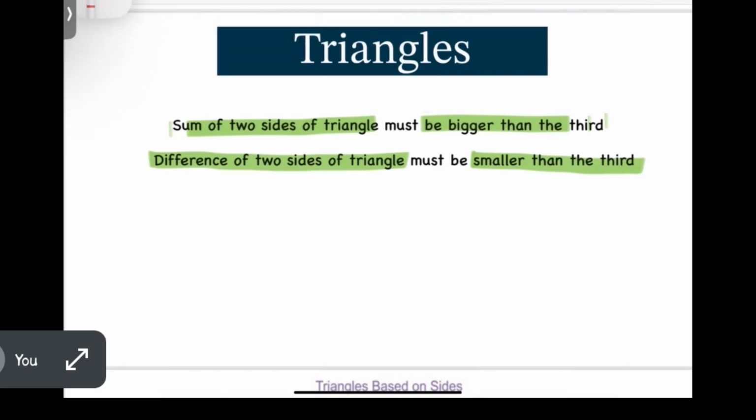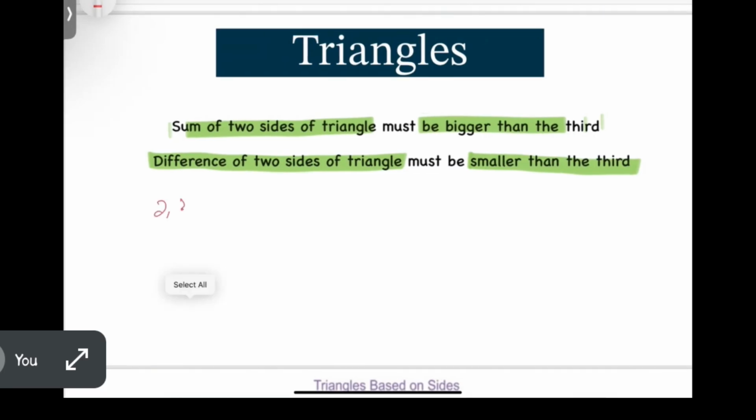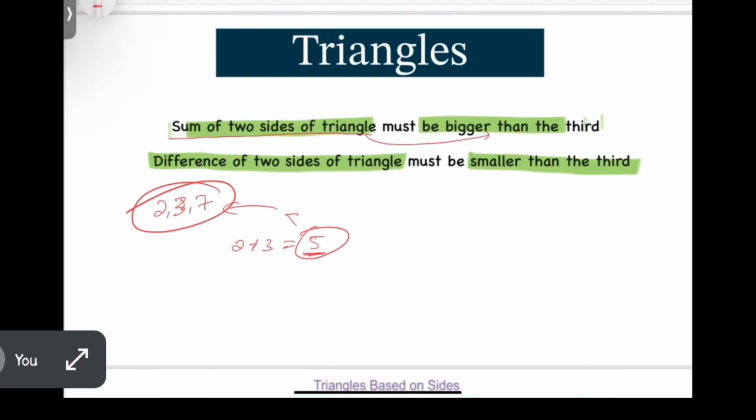The nearest example can be 2, 3, 7. Let's say we have the numbers 2, 3, 7. 2, 3, 7 cannot form a triangle. Why? If you look here, the statement says the sum of the two sides of a triangle must be bigger than the third side. That means the sum of 2 plus 3 is how much? 5. And this is not bigger than 7, right? 5 is not bigger than 7. So because of this case, we cannot form a triangle. That means 2, 3, 7 cannot form a triangle.